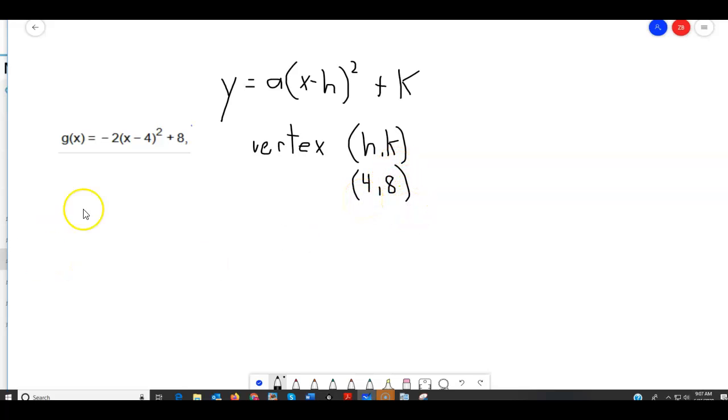Now notice something else: this is going to open downwards. I know that because the a is negative. If your a here is negative, then we're going to be opening down. Now in order to graph this, I'm going to need one other point. Previously I had tried to put a 0 in here for x to find the y-intercept, but I found that the y-intercept turned out to be like -24, which wasn't on the graph, so we couldn't use that.